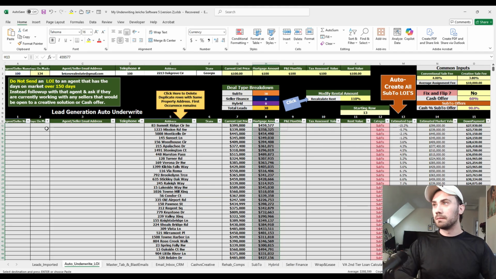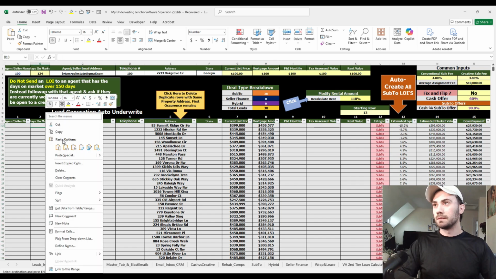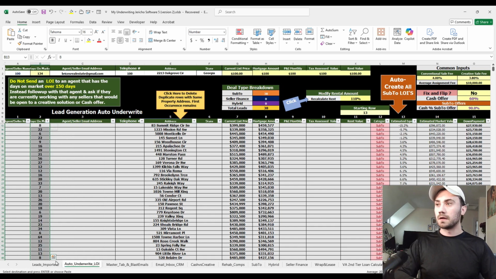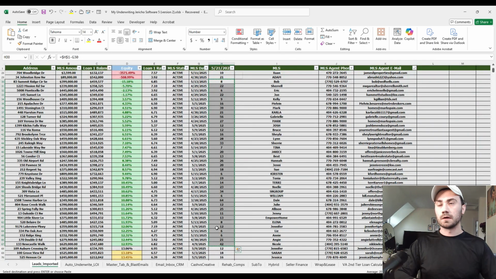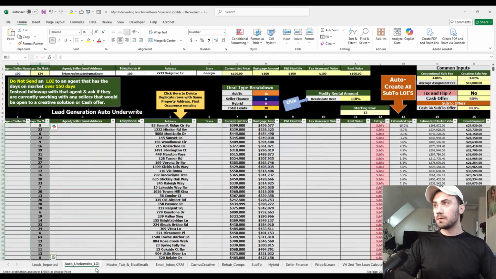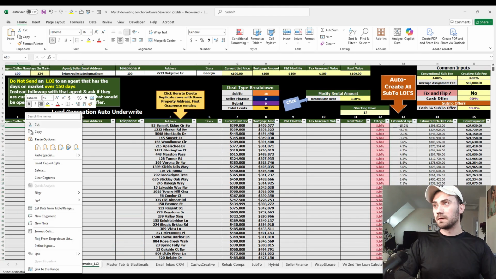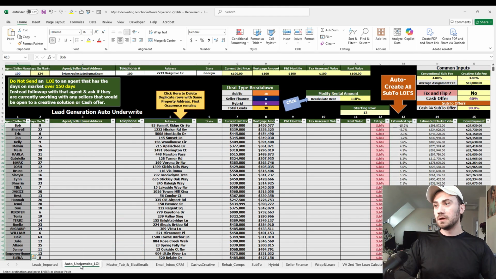So the days on market, we're going to paste that here in column B. So this is going to be our days on market. The cash offer is going to be based off of the days on market that the listing is currently up and running. We need the MLS agent name. So let's do that. Let's click on Control C on our keyboard. Let's paste that here on that spreadsheet.